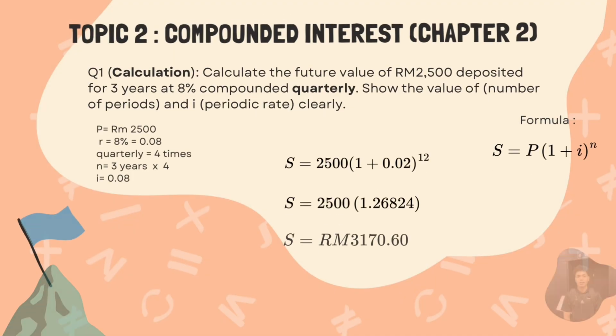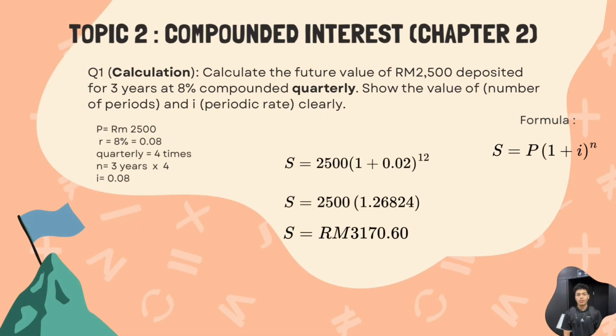Question number 1. Calculate the future value of RM2,500 deposited for 3 years at 8% compounded quarterly. Show the value of the number of periods and I clearly. Given principal equals RM2,500, annual interest rate R equals 8%, you need to divide by 100, you will get 0.08. Next, compounded quarterly equals 4, time T equals 3 years.